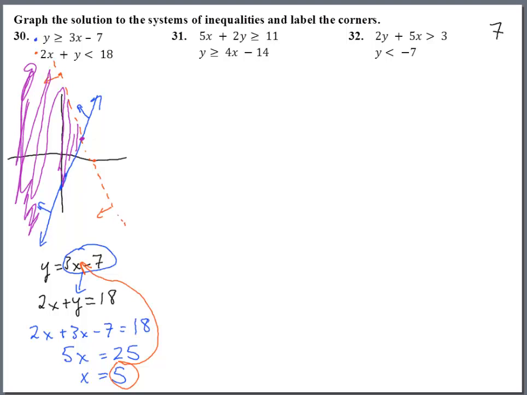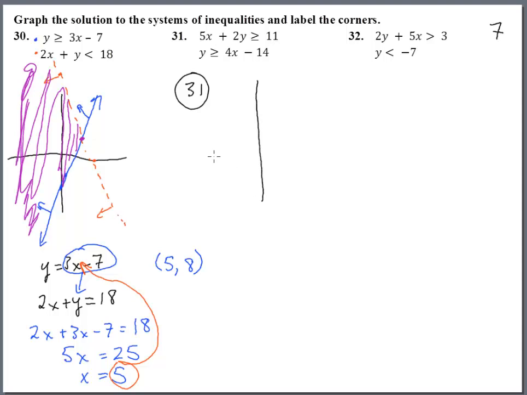So the solution is 5, 8. So over 5, up 8. Not a really good sketch, but that's the point that will work as the corner of this system of equations, but all the purple are the solutions. Number 31.